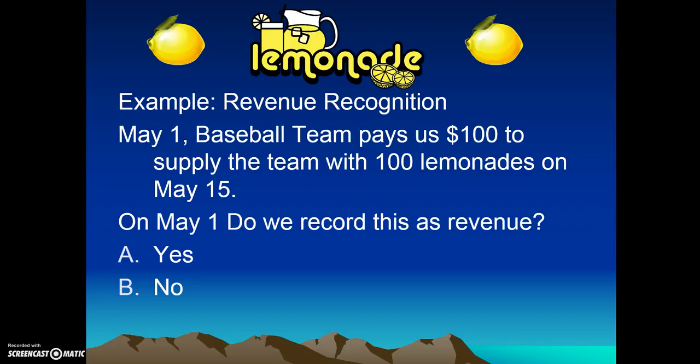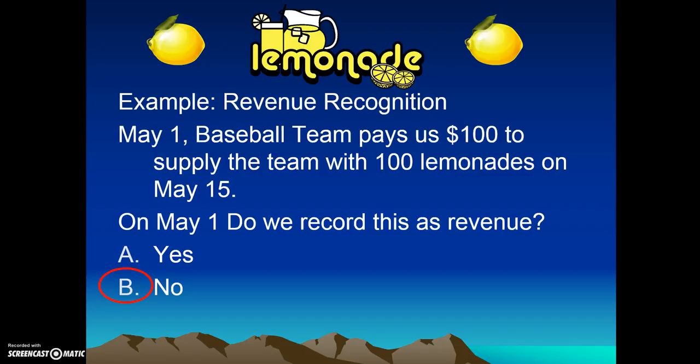No, that is the correct answer. We don't care about cash received. We care about, have we earned that cash yet? And have we earned it yet? No, we haven't. All we've done is taken their money. On May 15th, we're going to have to squeeze those lemons, put some sugar in there, mix it up with some water, put it on ice, put it in a glass, and hand it to the team. Then we will have earned the revenue at that point. But right now, we have not.